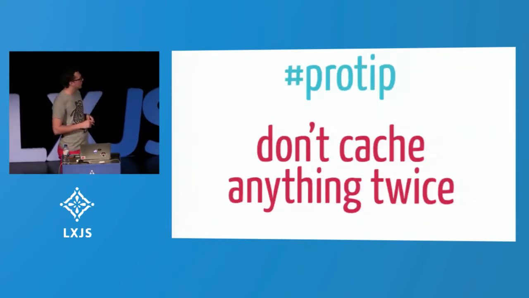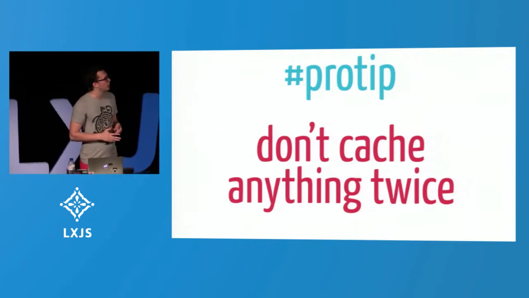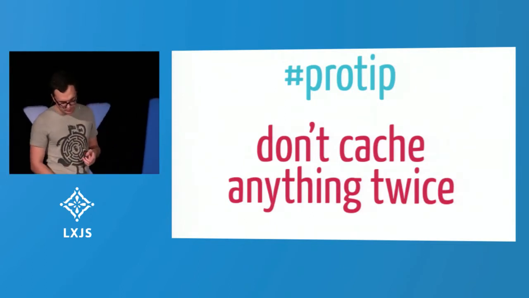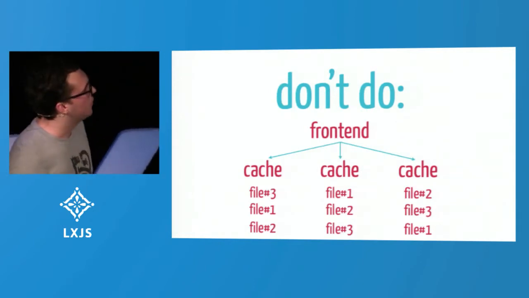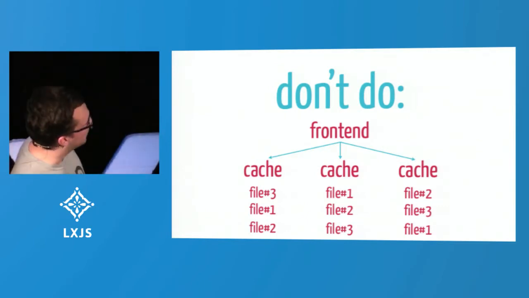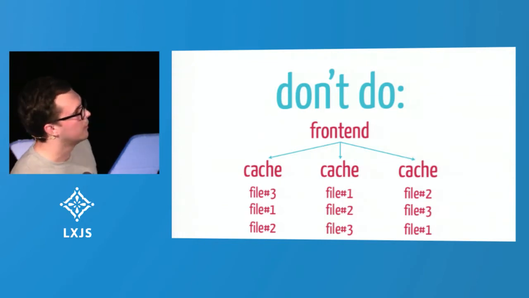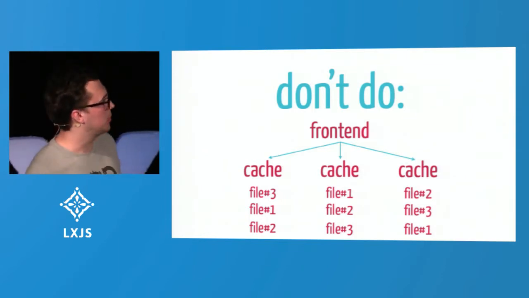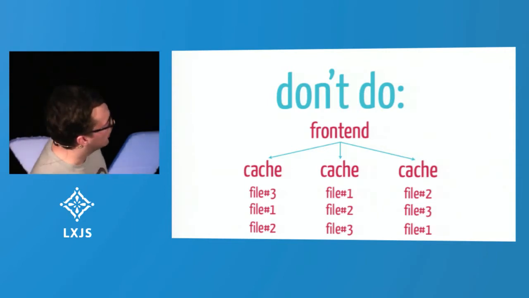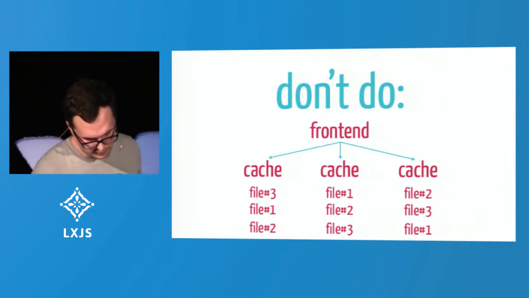So here comes a pretty straightforward tip, but it's very important. Don't cache anything twice. If you have many servers for caching and you don't use hashing, you may end up with a pretty weird situation where you cache files on more than one server. So let's look at this. This is how you shouldn't do it. In this example, you can see 3 different cache servers and 3 different files. And because we didn't use any clever routing, we ended up with 9 files, but only 3 are unique. And also we sent 3 times more requests to the backend, so that's not very good.